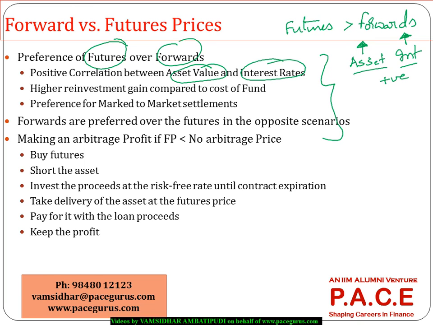Now what is happening? One, I am assuming that the price of the asset will go up in future, and at the same time the interest rates also will go up in future. Interest rates going up in future is an indication that if I get cash early, my reinvestment rate will be much higher in future.